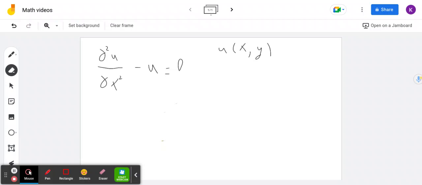So we have the second partial derivative of u, which is a function of x and y, with respect to x, minus the original function is equal to 0.